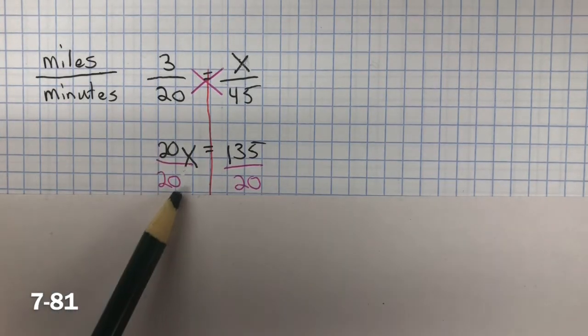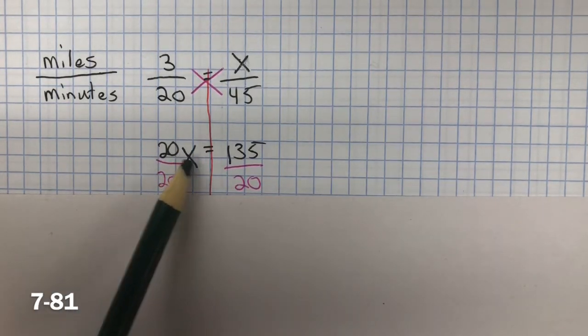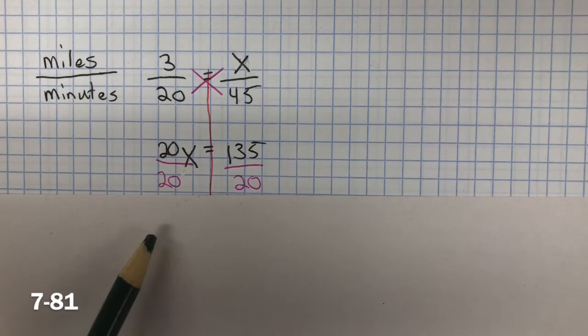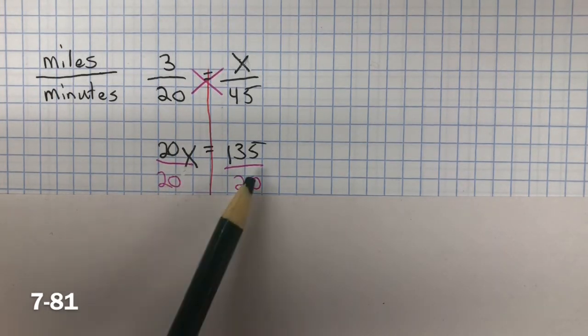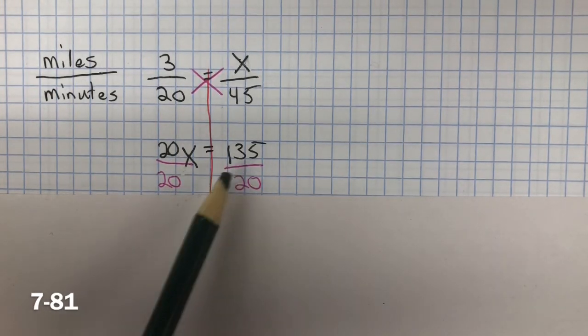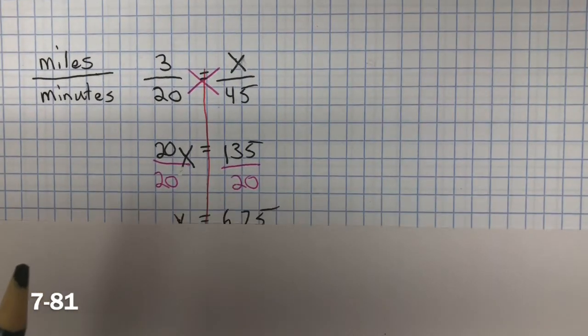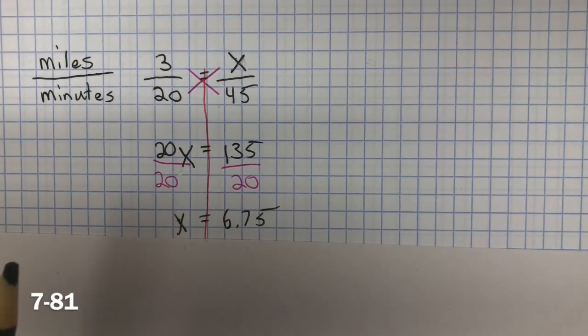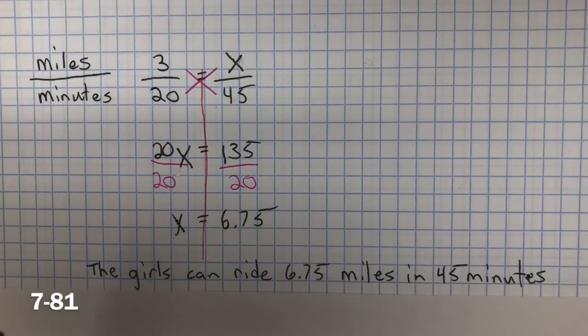We create the giant 1. 1 multiplied by x is x. That's the identity property of multiplication. What you do to one side, you do to the other. 135 divided by 20. X equals 6 7/75. So the girls can ride 6 7/75 miles in 45 minutes.